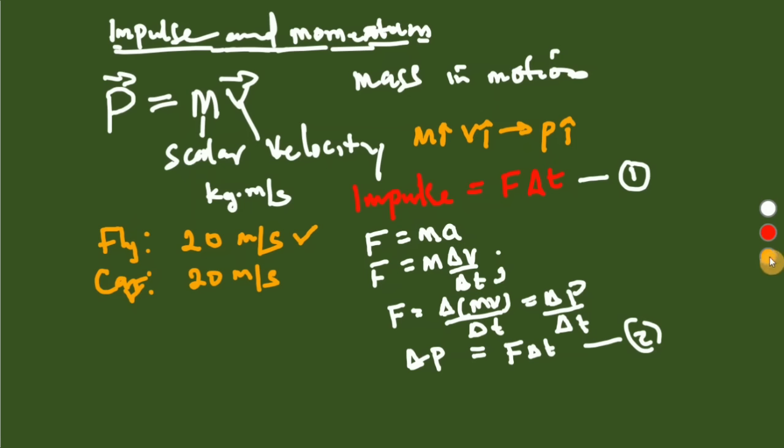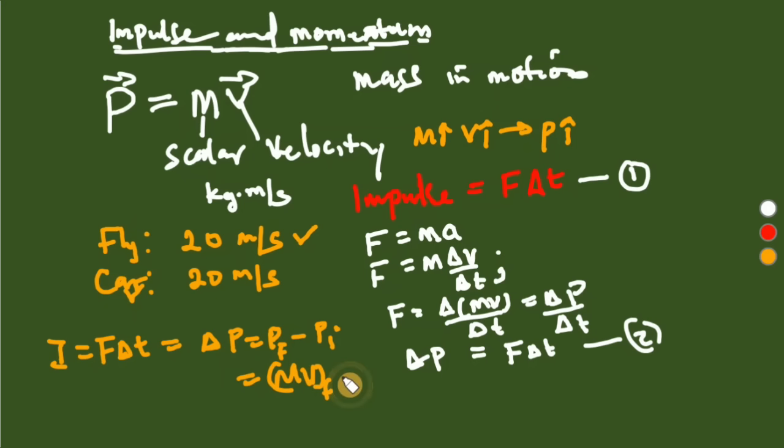If we compare equation 1 and 2, you now see that impulse, which is given as the product of force and time, is the same thing as the change in momentum. And what is this change in momentum? This change in momentum is the final momentum minus the initial momentum, which we can write as mv final minus mv initial. So this is basically the relationship between linear momentum and impulse.